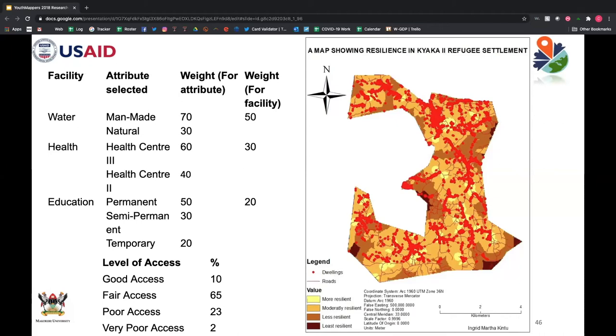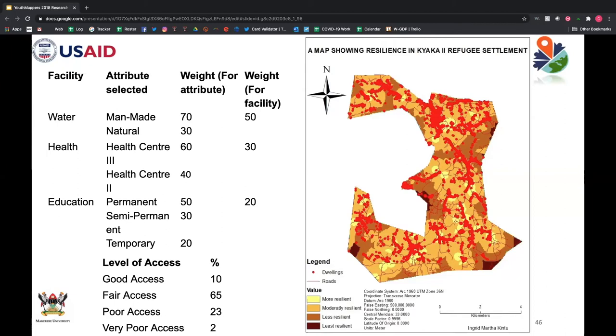So when we carried out the weighted overlay analysis, we realized that 10% had good access to these facilities, and 65% had fair access, 23% had poor, and 2% had very poor. So you'd say 75% of the dwellings within the settlement have good to fair access, whereas 25% have poor to very poor access.